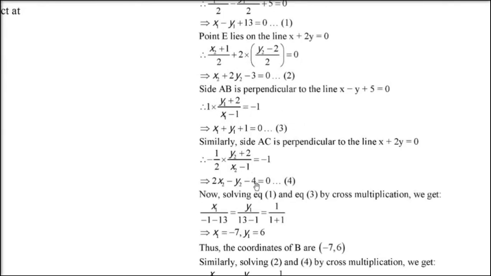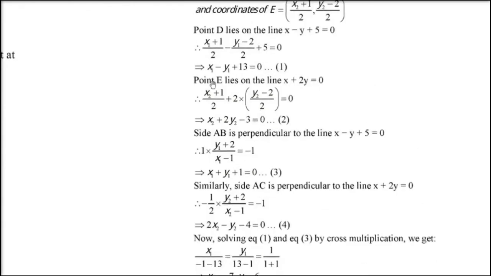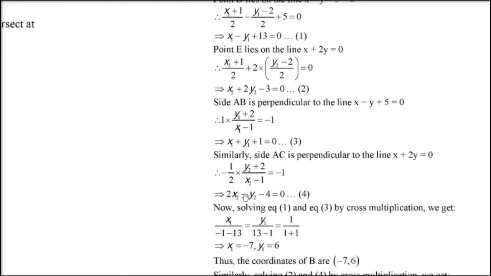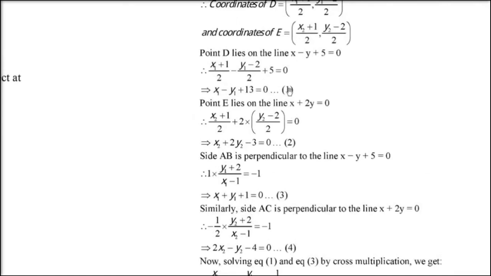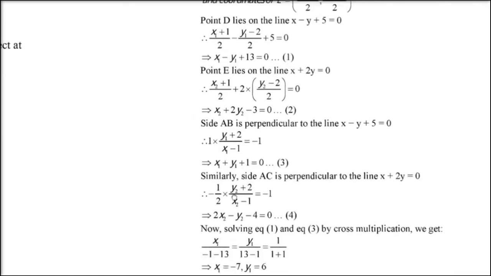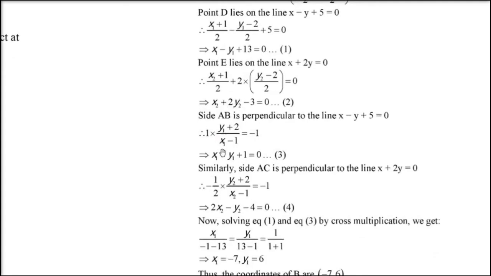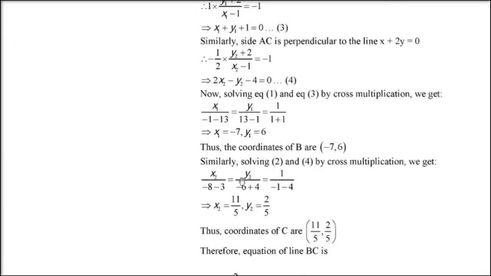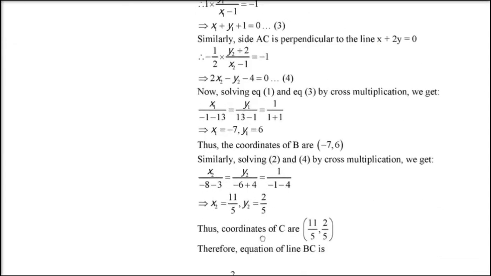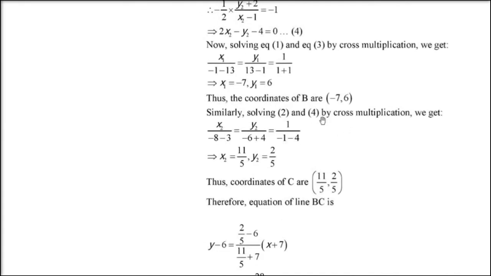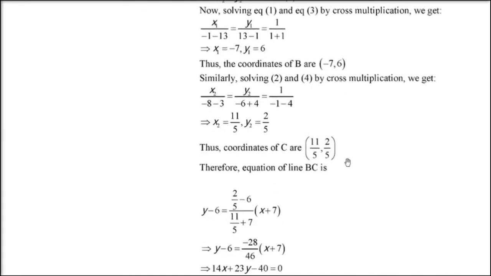So you have x1, y1, the first equation and the third equation. First and third equation you have to solve, and you are going to get x1 and y1. I hope you'll be able to solve. The second equation and fourth equation, because we have x2, y2, you have to solve, and we are going to get x2 and y2 here. So x1, y1, x2, y2 are the endpoints. These are the points I'm suggesting: B is minus 7, 6, and C is 11 by 5, 2 by 5.